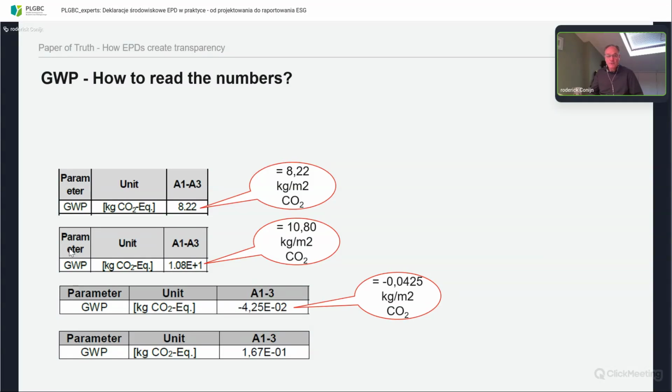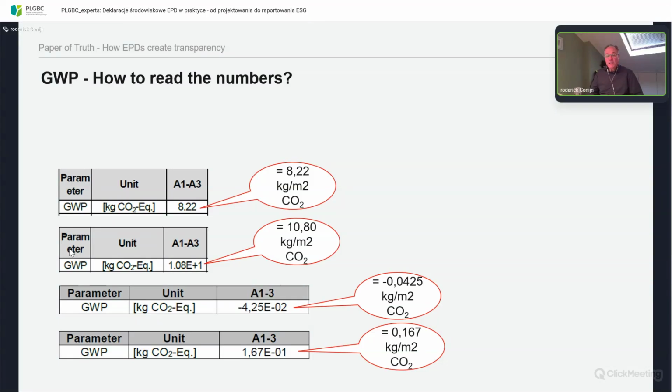So the last one, again, it says minus O1, so the comma switches 1 place to the left. So this product has a carbon impact of 167 grams per square meter.